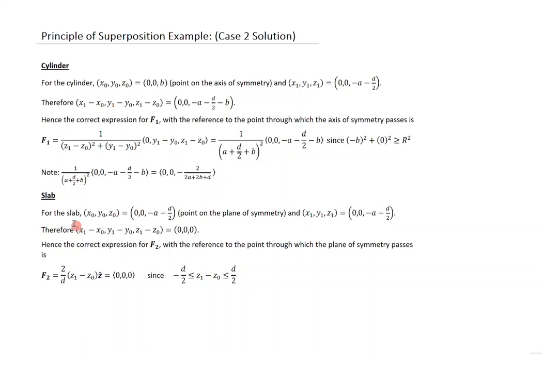We go through the same process for the slab. For the slab, we have the plane of symmetry, and the point on the plane of symmetry is 0, 0, minus A minus D over 2, but the observation point is exactly at the same location. And so when we take the difference between the two, we get 0, 0, 0. This corresponds to computing the field at the center of the slab, and so we use the appropriate expression for F2, where Z is now replaced by Z1 minus Z0, and this ends up being a value of 0.